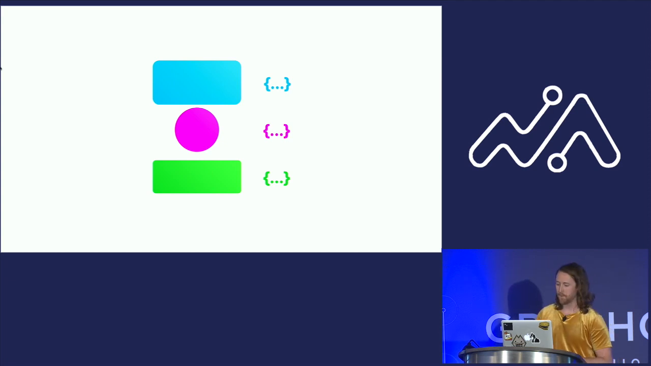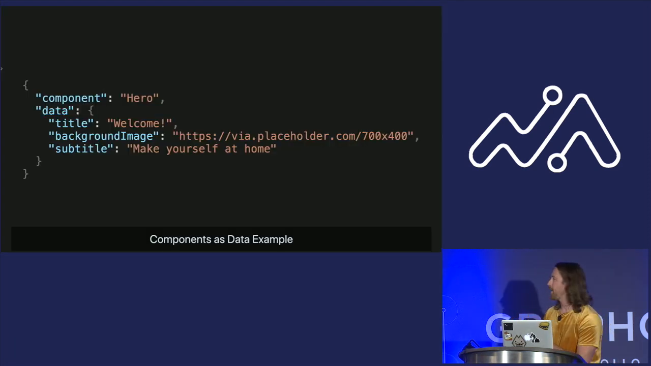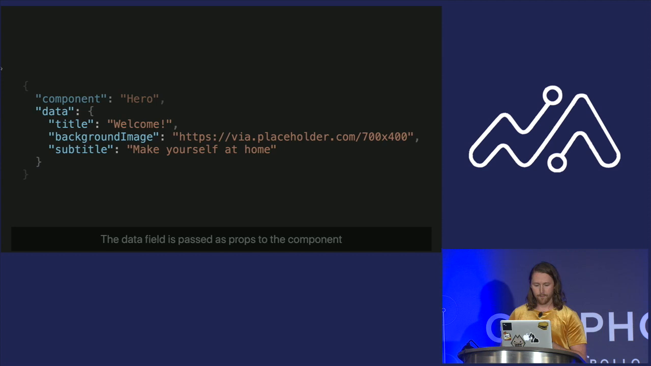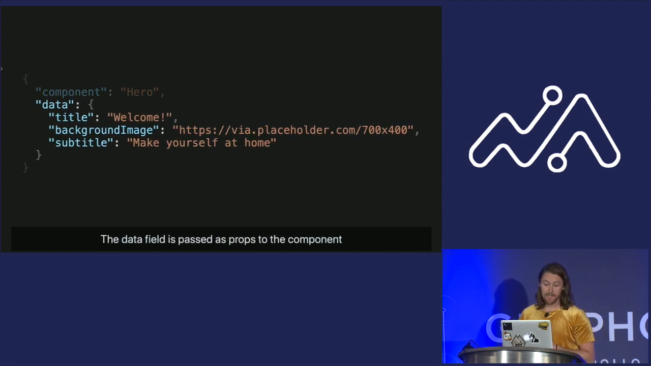So let's give an example. This is the most basic example I could think of: the hero component. Almost all of us probably have something like this. This is a components-as-data example. We have this field called component, which is a special field that we use to map in our front end to the actual component. Then we have the respective data. This data is passed as props to the component when we need to render it. These are things that a hero might care to see, like a title, background image, and a subtitle.